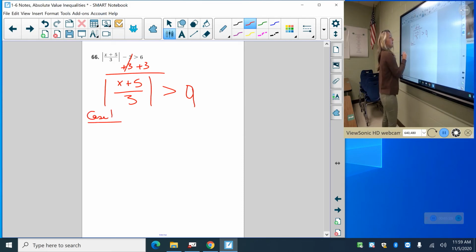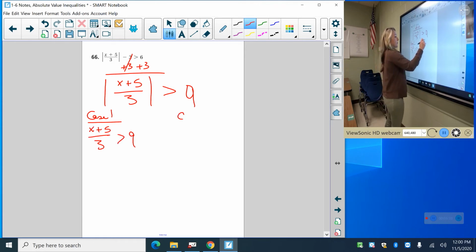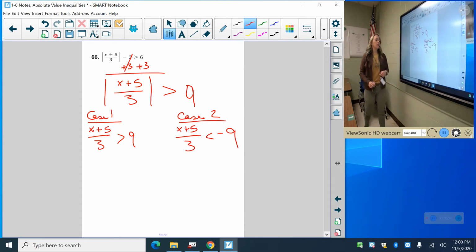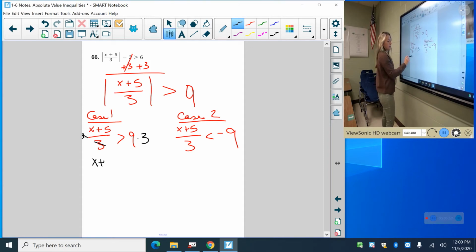So case 1, I have x plus 5 over 3 is greater than 9. And remember, case 2, my negative case, you have to flip that sign. So I have x plus 5 over 3 is less than negative 9. Go ahead and solve both cases. So if you look here, how do I get rid of divided by 3? Multiply both sides by 3. This cancels. So I have x plus 5 is greater than 27, minus 5, x is greater than 22.